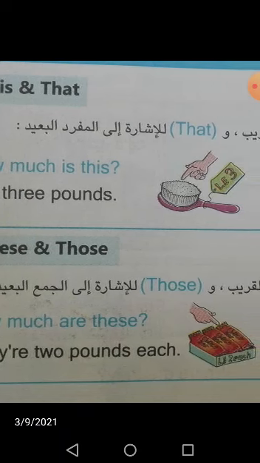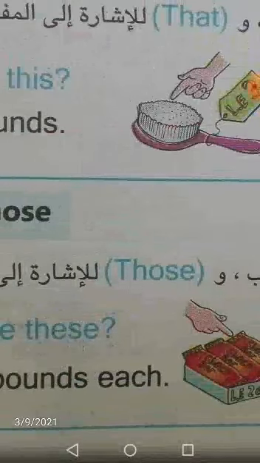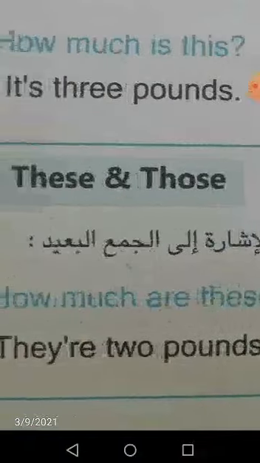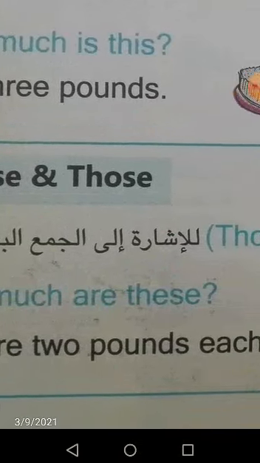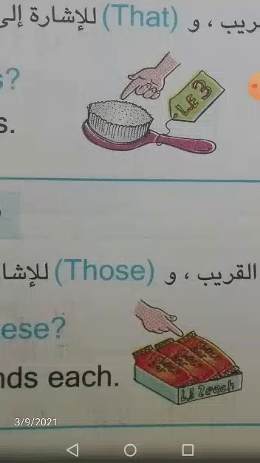What does each mean? Not all of them together, grade four, 2 pounds. No, each one, 2 pounds, okay? Again. They're 2 pounds each. Each one is 2 pounds, okay? Again, how much are these? They're 2 pounds each. Don't forget each. If I have more than one, I have to say each at the end of the sentence.